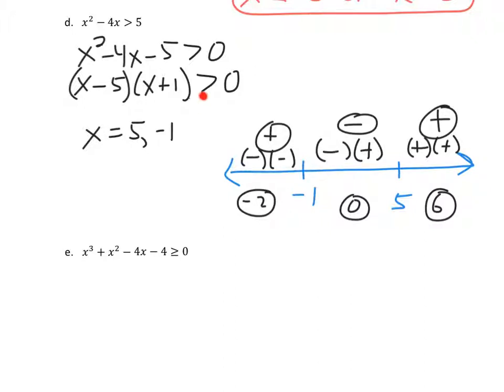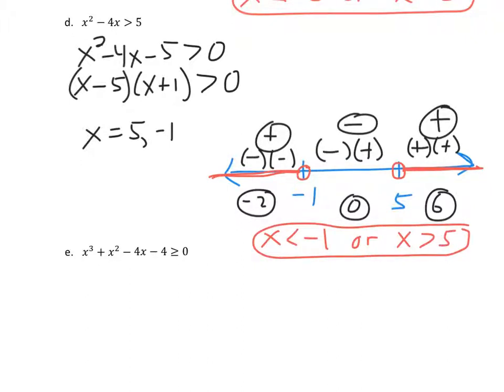Since we have a greater than 0, we're looking for the positive, so we have the far left and the far right again. So, far left, far right. We're not going to include the endpoints because there's no equality in the original symbol. So we would have x less than -1 or x greater than 5. That's called a solution set.